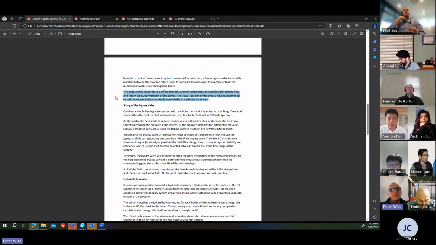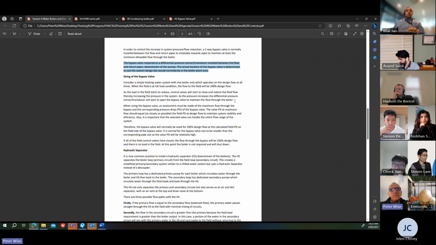As I said, the bypass valve responds to a differential pressure sensor or transducer installed between the flow and return pipes downstream of the pumps. The actual location of the bypass valve is determined to suit the system design, but normally they're in the boiler plant area, in the plant room, so they're accessible and can be set up.